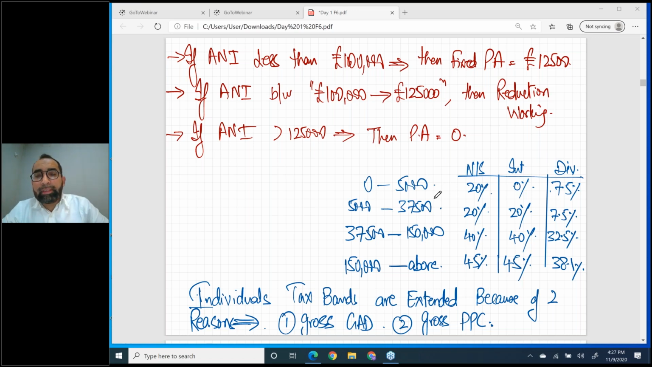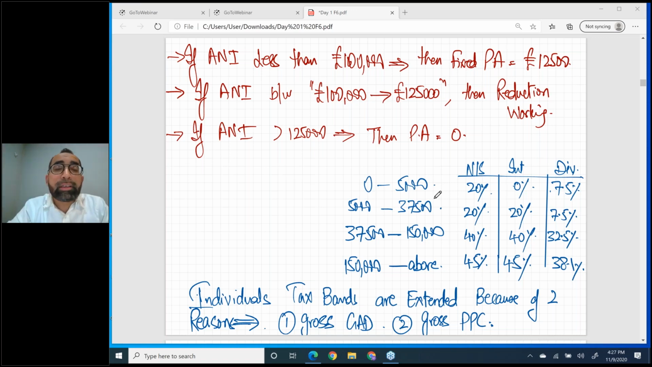Okay, now listen. You have studied that sometimes we stretch these bands. For an individual, these tax bands are stretched because of only two reasons. Tax bands are extended because of two reasons. Number one, gross gifted donations, and number two, gross PPC. These two are the only reasons for which we extend our bands.